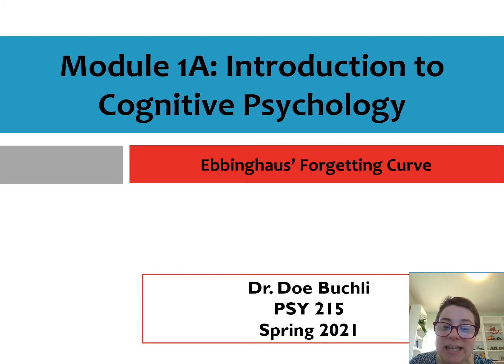Welcome. This is the next video in our series looking at Module 1A, which is going to provide a review of the Introduction to Cognitive Psychology chapter in your text. And for this particular video, we're going to be looking at the work of Ebbinghaus and his forgetting curve.